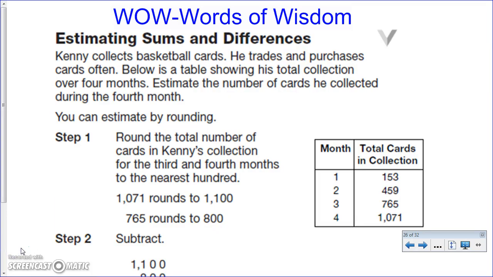Estimating sums and differences. Kenny collects baseball cards. He trades and purchases cards often. Below is the table showing his total collection over 4 months. Estimate the number of cards he collected during the 4th month. You can estimate by rounding.